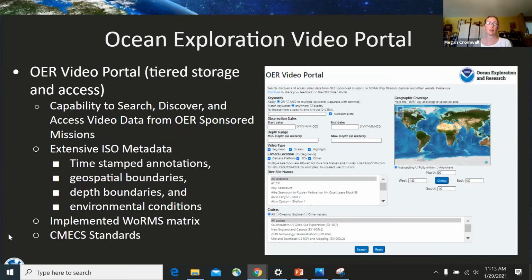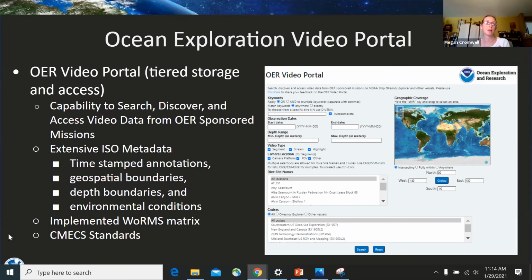So our solution for the Okeanos is that we built the OER video portal. It's tiered storage and access. Basically, it has a Google keyword search that you can search on any of those annotations. It's backed by metadata records that we use in an Elasticsearch within a GeoPortal, because I know someone had just mentioned that. We have really, really extensive metadata though. We have timestamped annotations. We have so much data about this particular video data set that we don't within NOAA have for most data sets.